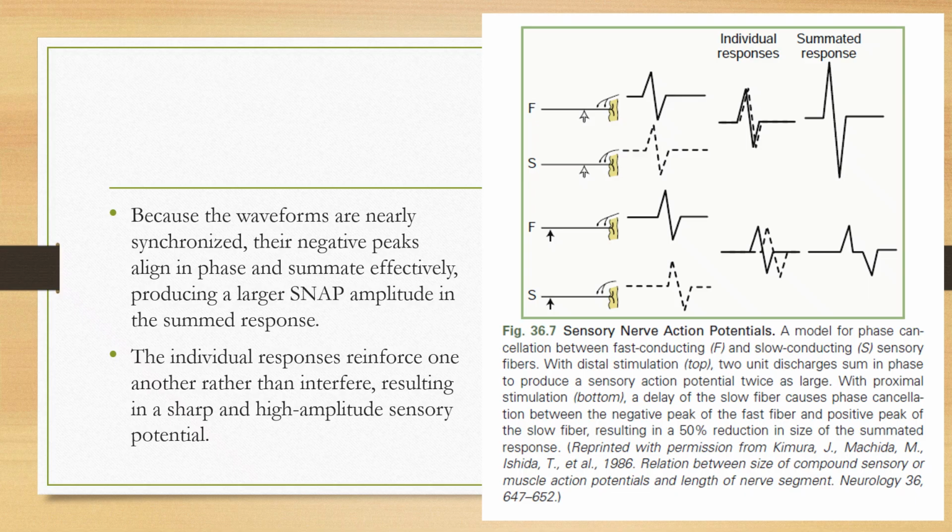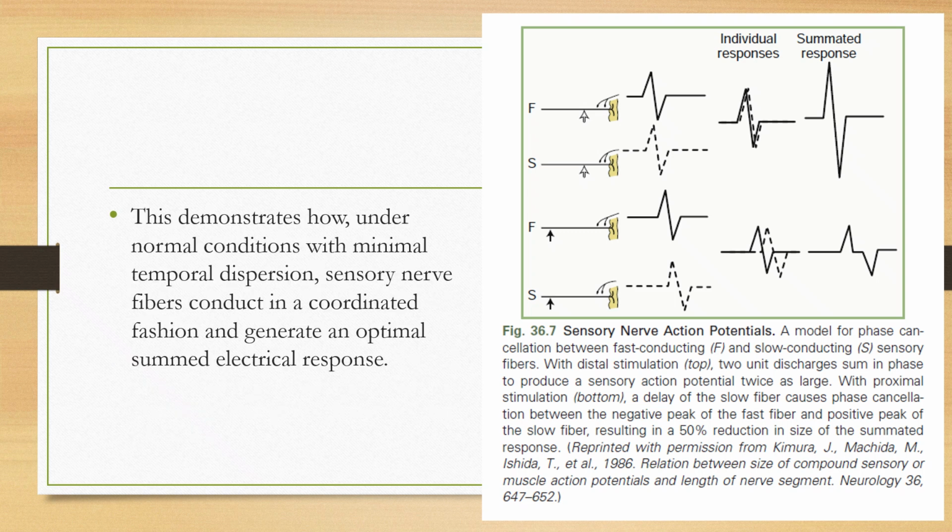Because the waveforms are nearly synchronized, their negative peaks align in phase and summate effectively, producing a larger SNAP amplitude in the summed response. The individual responses reinforce one another rather than interfere, resulting in a sharp, high amplitude sensory potential. This demonstrates how, under normal conditions with minimal temporal dispersion, sensory nerve fibers conduct in a coordinated fashion and generate an optimal summed electrical response.